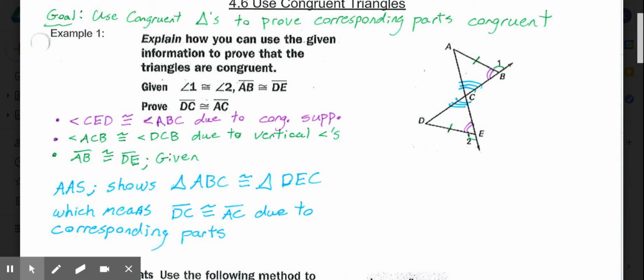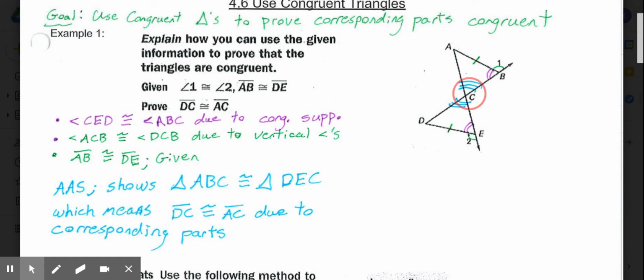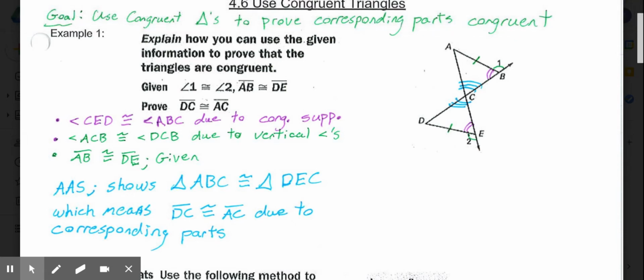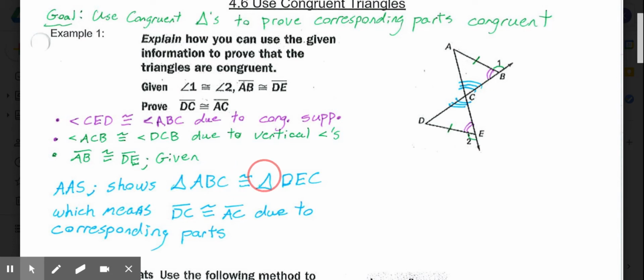I also know angle ACB and DCE are congruent to each other right here in the middle because they are vertical angles. So based on knowing angle ABC congruent to CED, ACB congruent to DCE, and then side AB being congruent to side DE, using angle side, we know triangle ABC is congruent to triangle DEC.